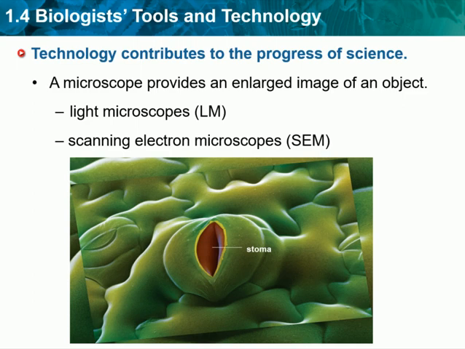Second main idea. Technology contributes to the progress of science. Until the late 1600s, no one knew about cells or single-celled organisms. Then the microscope was invented. Scientists suddenly had the ability to study living things at a level they never knew existed. Thus, the microscope was the first in a long line of technologies that changed the study of biology.